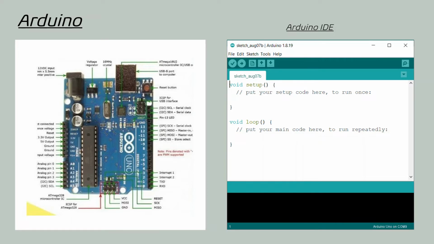In Arduino IDE, all the pin initializations should be written under the setup function, and the rest of the code should be written under the loop function. After writing the code, save, verify, and then upload it.